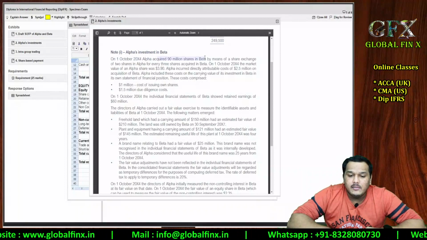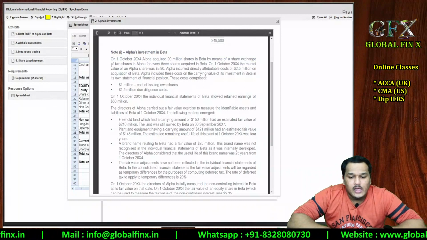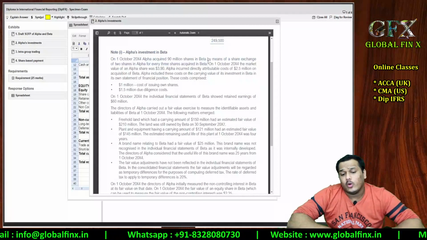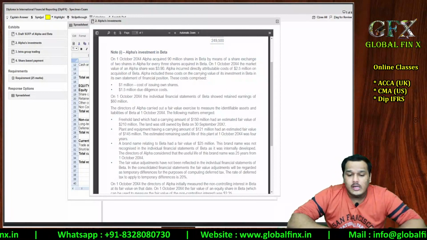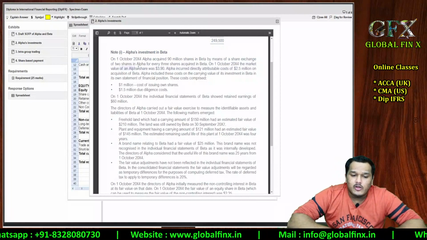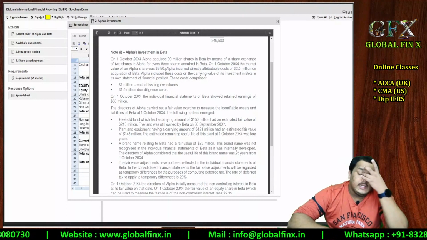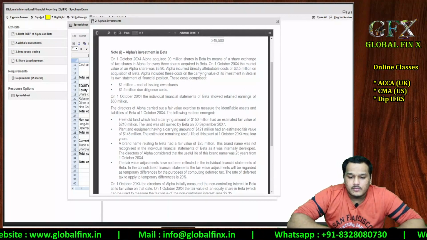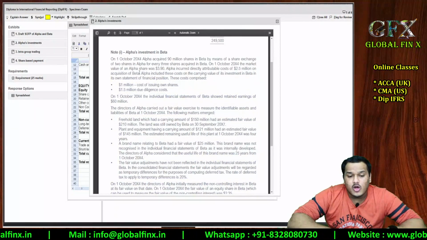Alpha acquired 90 million shares in beta by means of a share exchange. Okay, 90 million shares are acquired. Share exchange of 2 shares in alpha for every 3 shares acquired in beta. So 90 million shares into 2 by 3, that is 60 million shares of alpha are issued to the previous shareholders of beta. On 1st October 2014, the market value of an alpha share was 3.9. So purchase consideration paid by parent will be 90 million into 2 by 3 into 3.9. Alpha incurred indirectly attributable costs of 2.5 million on acquisition of beta.